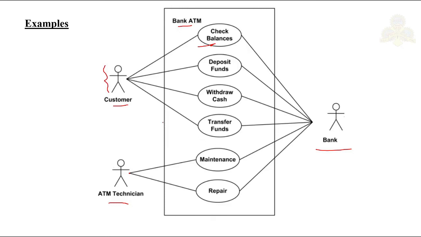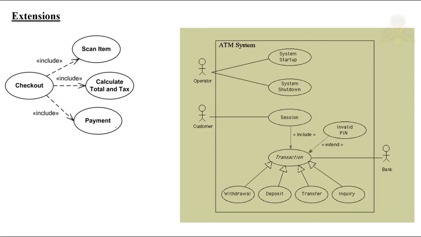Now we will understand the different scenarios or extensions in use cases. Say for example, you have built an e-commerce website, and the last step is that you have purchased something and you have to pay. So you have to check out. What are the things needed for checkout? You have to calculate the tax and total, and then do the payment. The payment can be done through cash on delivery, card, net banking, something like this. So we have some extensions here.